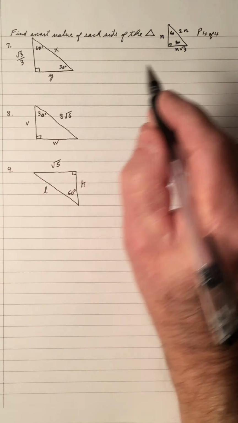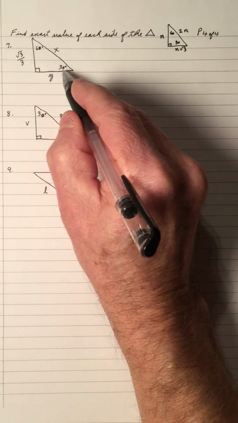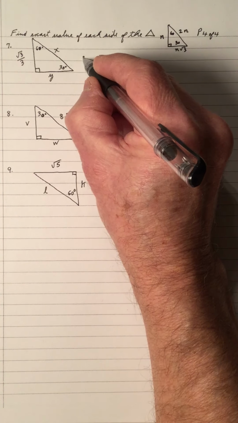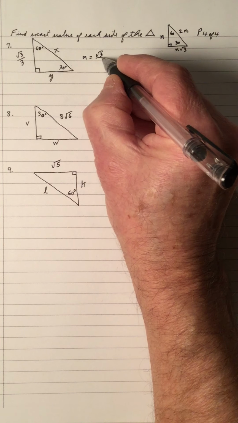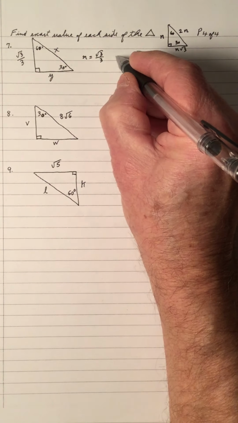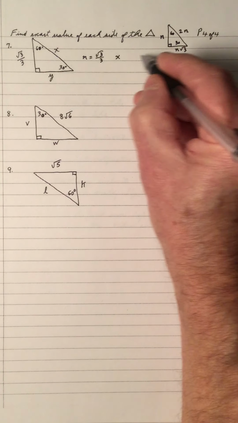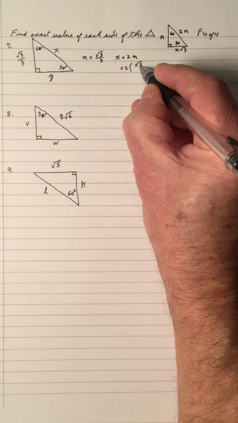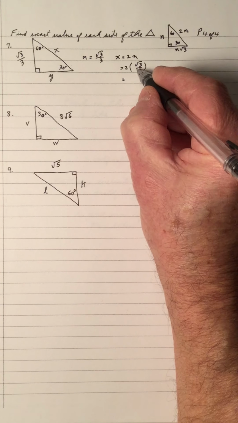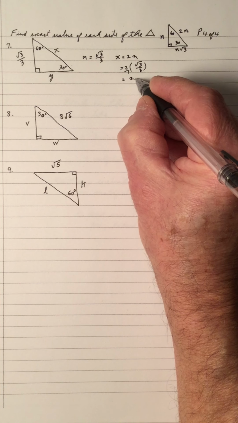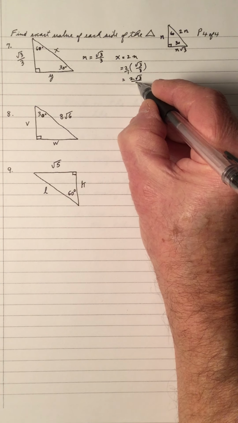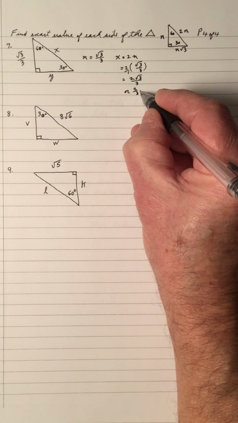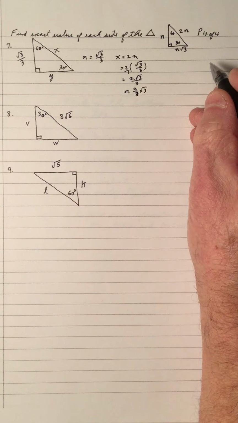And what do we have here? Let's see. We have opposite to 30 is n, so n is root 3 over 3. That means x is opposite to 90, so x is 2n. So it's 2 times root 3 over 3. So that's 2 over 1, so that's 2 root 3 over 3. Or you could call it 2/3 root 3, whatever you want, it's your choice.